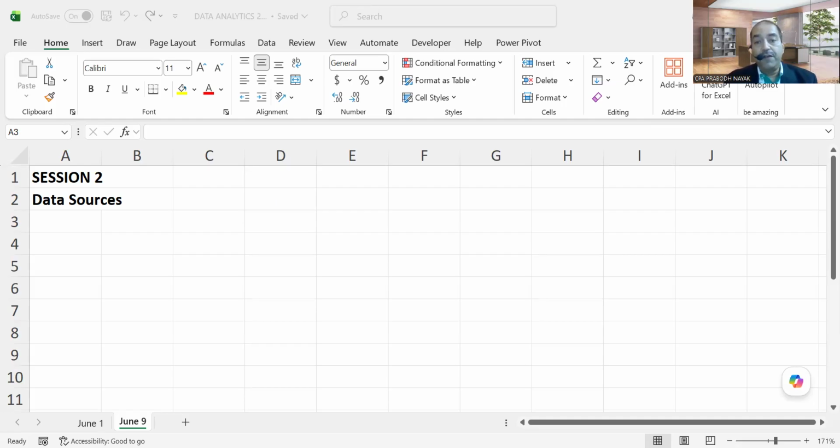What are master data tables? Can you tell me what master data tables are? Anyone?